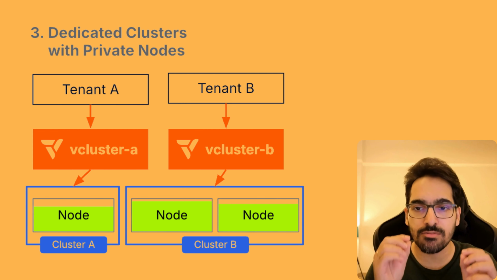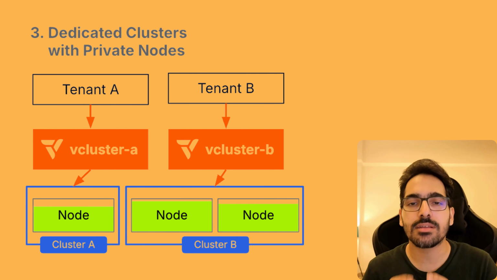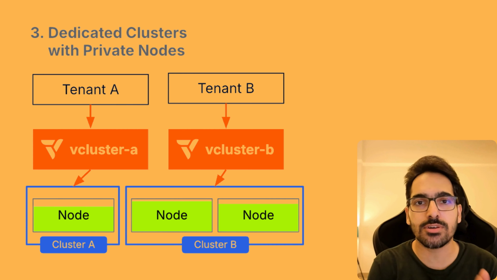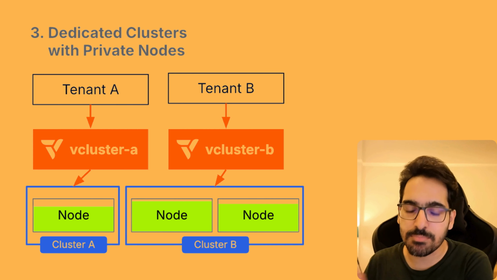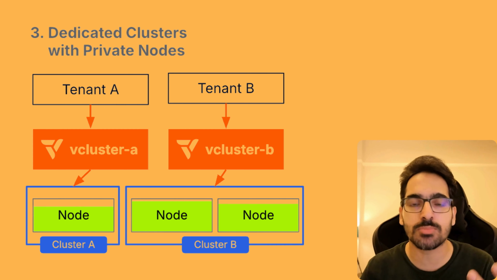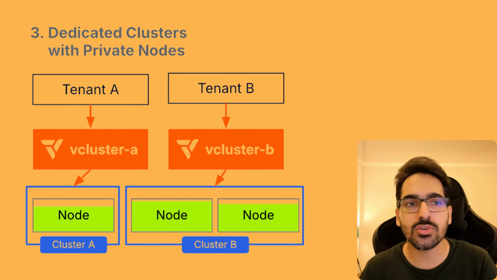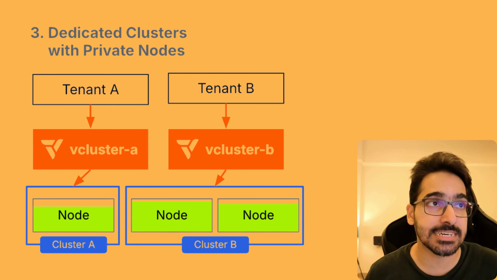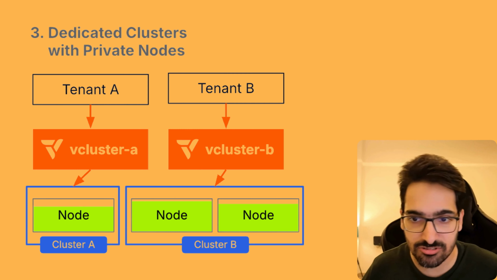Now comes a very interesting use case where teams want a dedicated cluster. This might be due to security reasons, due to certain compliance requirements, or you are building your own kind of managed Kubernetes service. So you might need private nodes. Private nodes means dedicated nodes, which are outside of the host cluster. In this video, we'll be exploring all about private nodes.